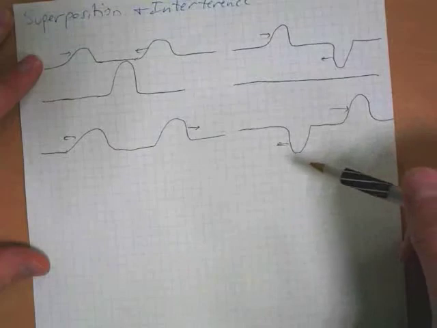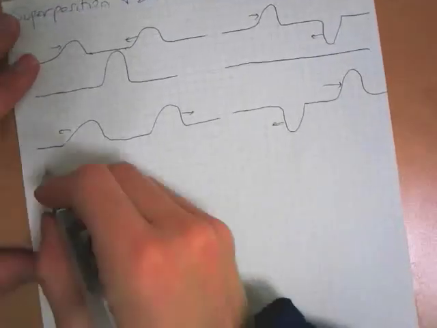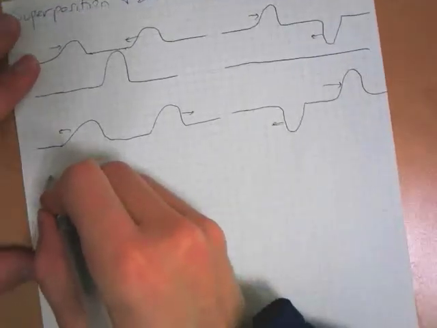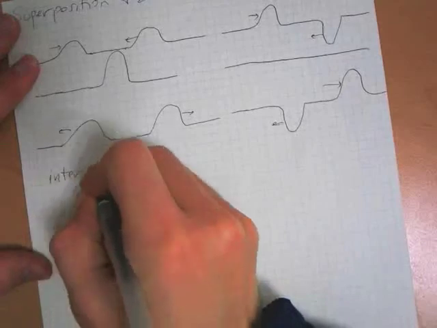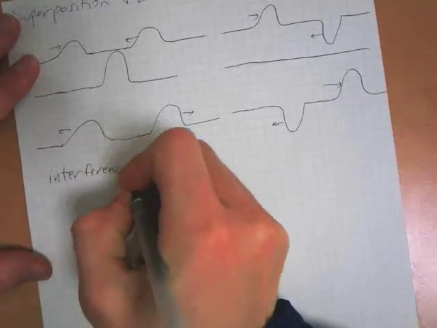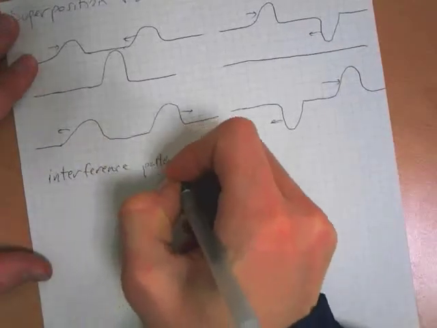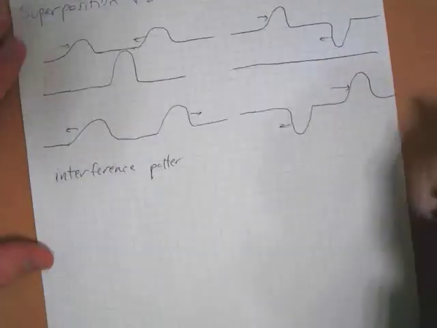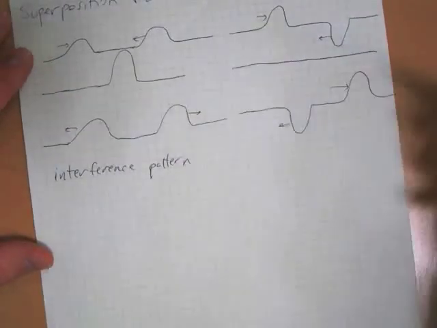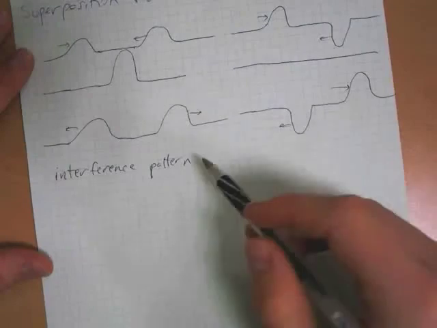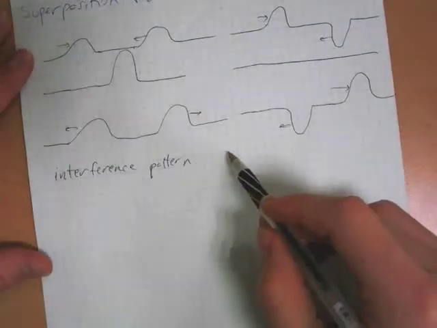So if we have two sources of waves, they'll generate what's called an interference pattern. And the next video is not one I made. It's one that I found on YouTube that's really old, but it gives a good explanation of interference and how it works, dealing with water waves.